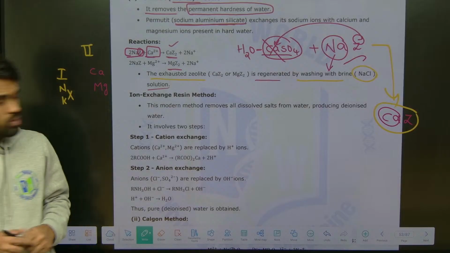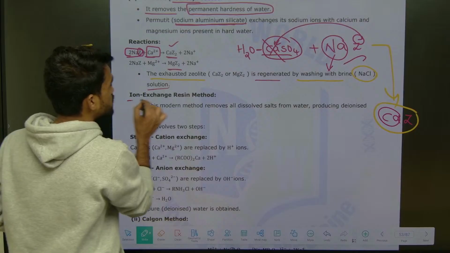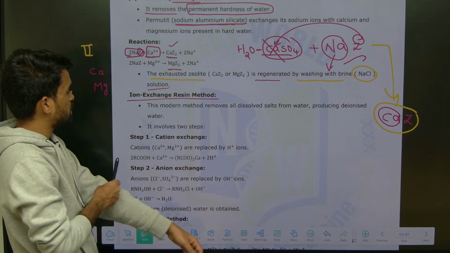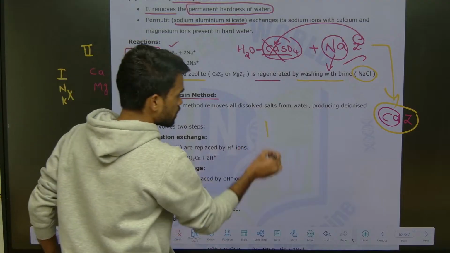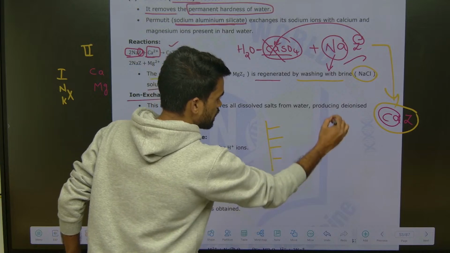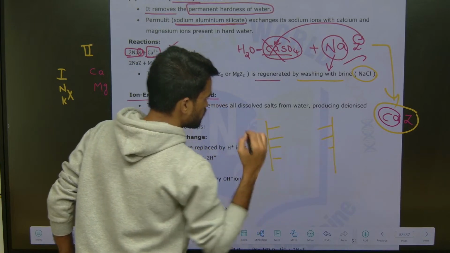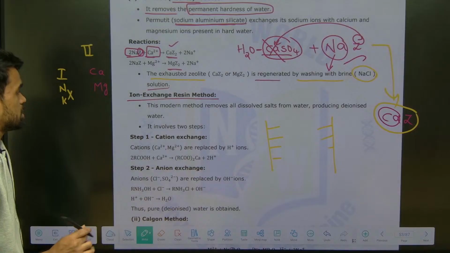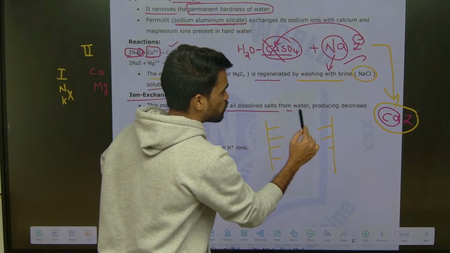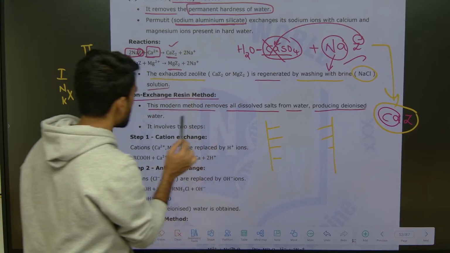Let us see what this second method is, the ion exchange method or ion exchange resin method. So what is this ion exchange resin method? See, there is a resin, and it contains a cation exchange resin and an anion exchange resin. What do we mean by cation and anion exchange resin? Just see here. This is a modern method, it removes all the dissolved salts from water, producing deionized water.